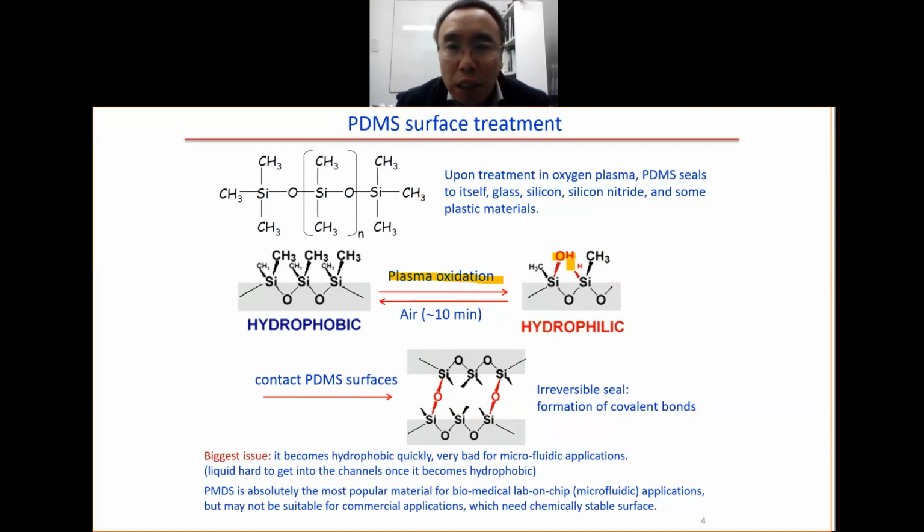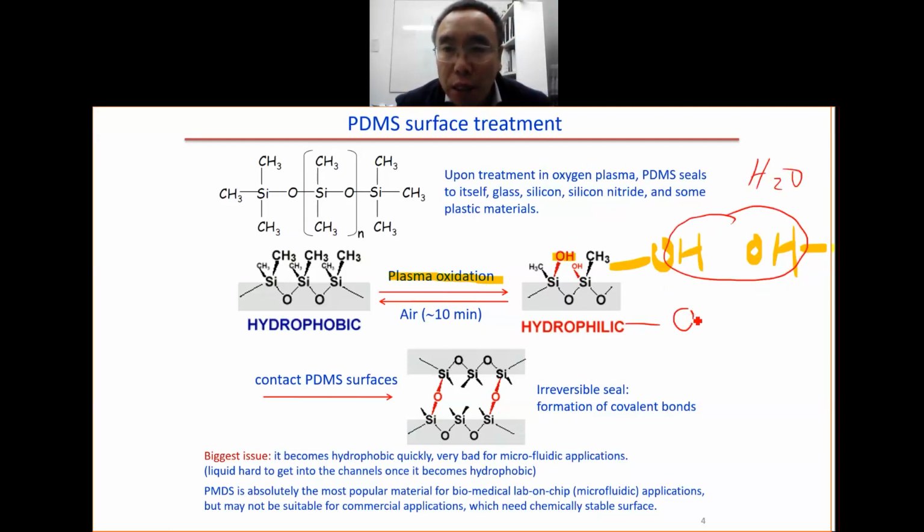You have this surface with hydroxyl groups, and another surface that also has hydroxyl groups. Then they can come together. When you bring them together and heat at about 80 degrees for a few hours, the hydroxyl groups come together to form water. So you end up with this chemical bond, as you see here, the silicon-oxygen-silicon bond.